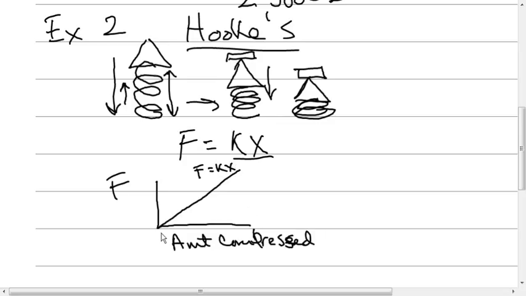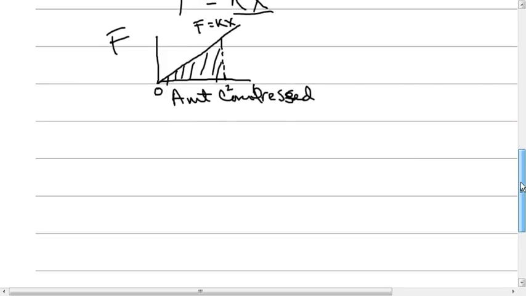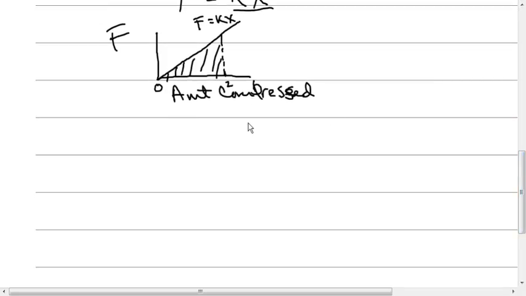Therefore, if we apply a compressive force on a spring between 0 and 2, whatever we want to look at, then the area under this curve is going to be the amount of work done. Now in a way, of course, since that's a triangle, we could use an alternate geometric way of solving this problem. But let's see how we would do it in physics.